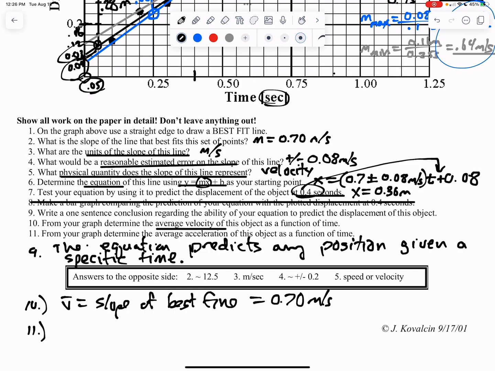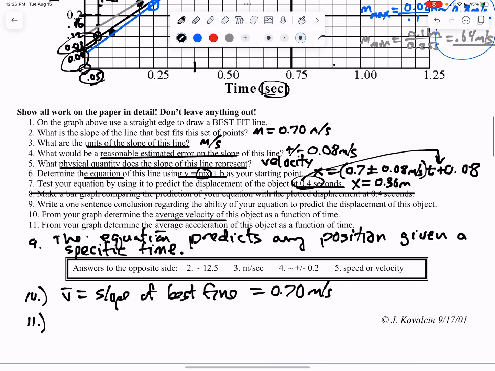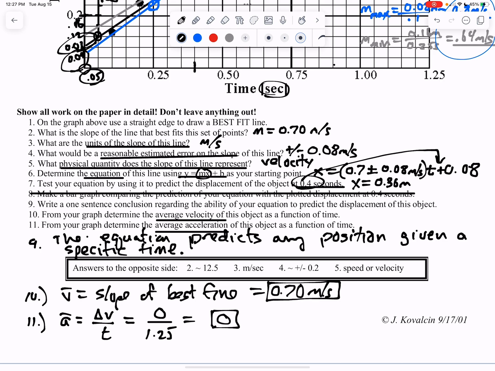Now, in the case of number 11, it says determine the average acceleration. Well, average acceleration, guys, is your change in velocity over time. But this is modeling constant velocity, so there really is no change in velocity over a 1.25 second time interval, which means we have really no acceleration.